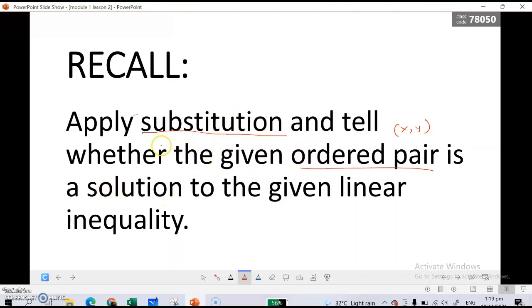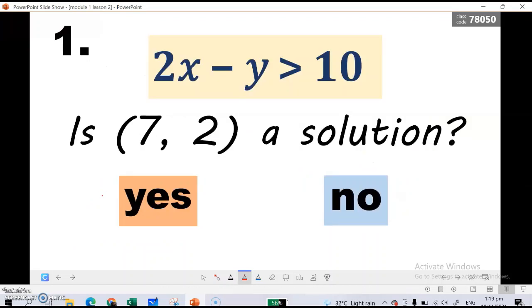Okay, so how are we going to know if a given ordered pair is a solution to a linear inequality? Ang gagawin nyo lang dito is, i-substitute nyo lang yung ordered pair sa linear inequality. Kapag true statement ang kinalalabasan, it simply means that the ordered pair is a solution. Pero kapag false statement ang kinalalabasan, then it is not a solution. Okay, so let's start. Ito number 1.